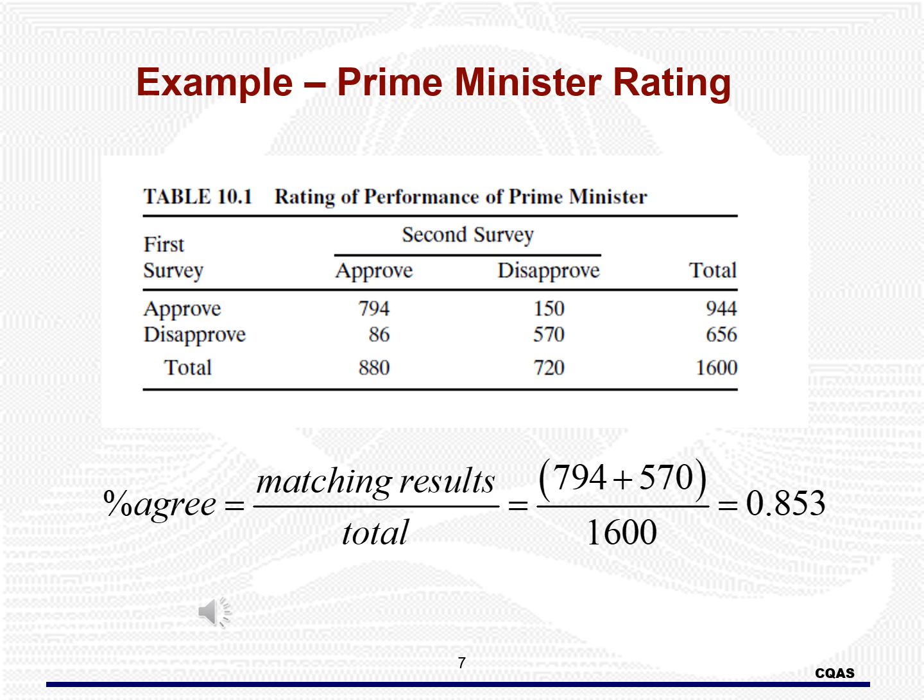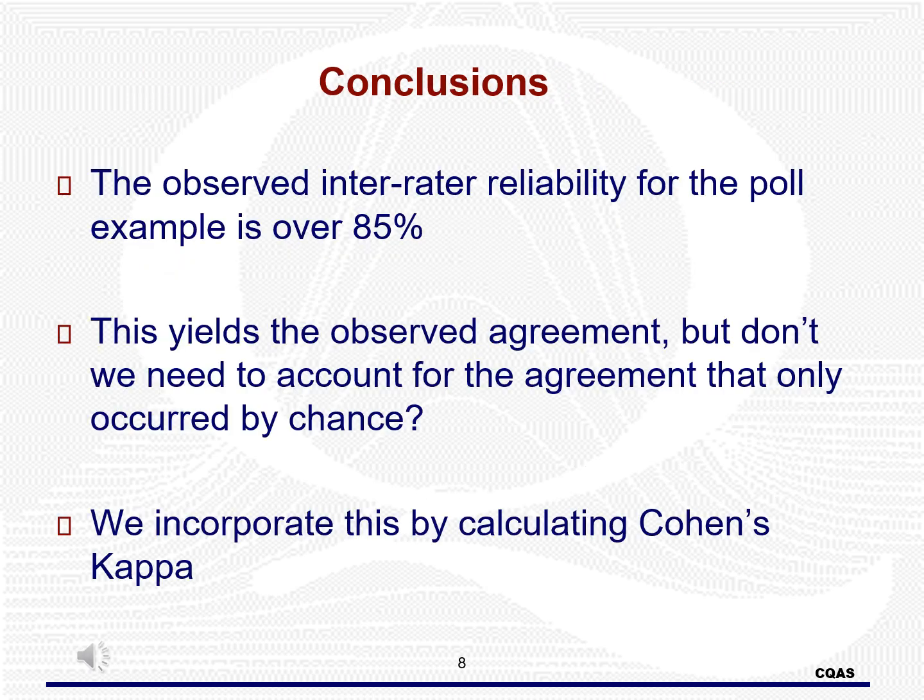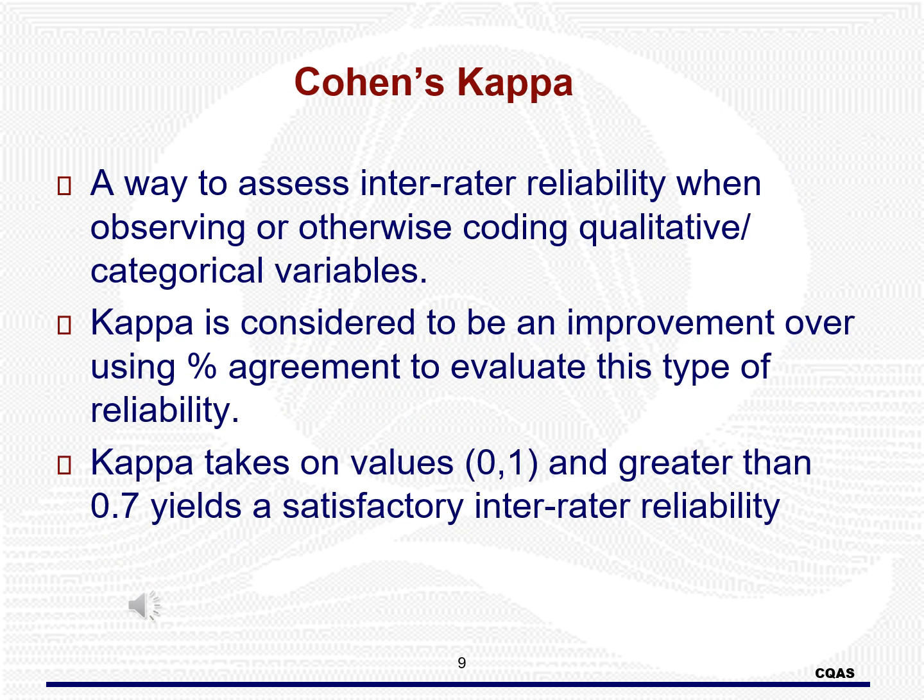Let's draw conclusions. 85% is a good number. Remember that this is just an estimate. Also, how do we know what percent of the agreement only occurred by chance? We will incorporate this idea of randomness into the situation by calculating a metric called Cohen's kappa. Kappa is a way to assess inter-rater reliability while accounting for the possibility of random agreement.